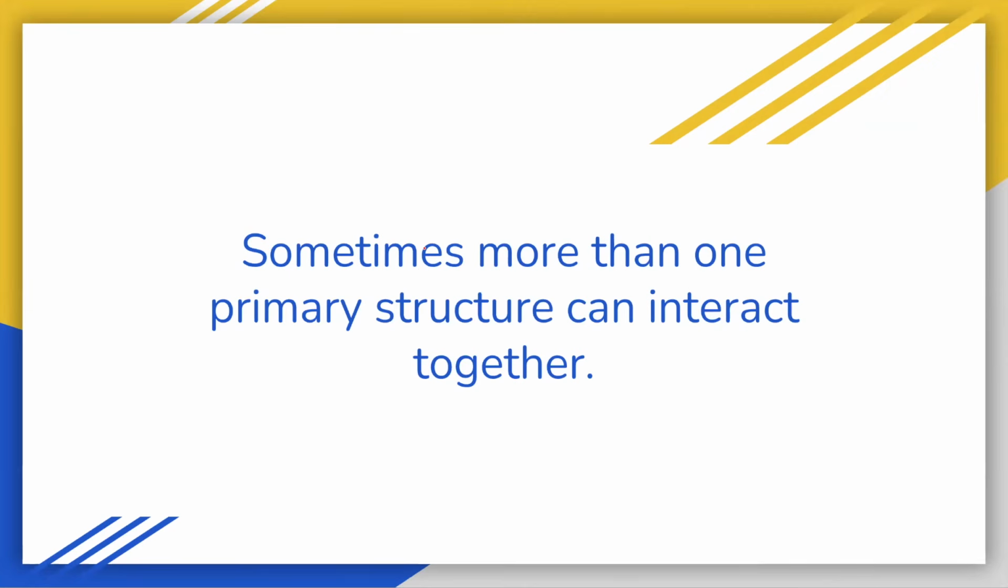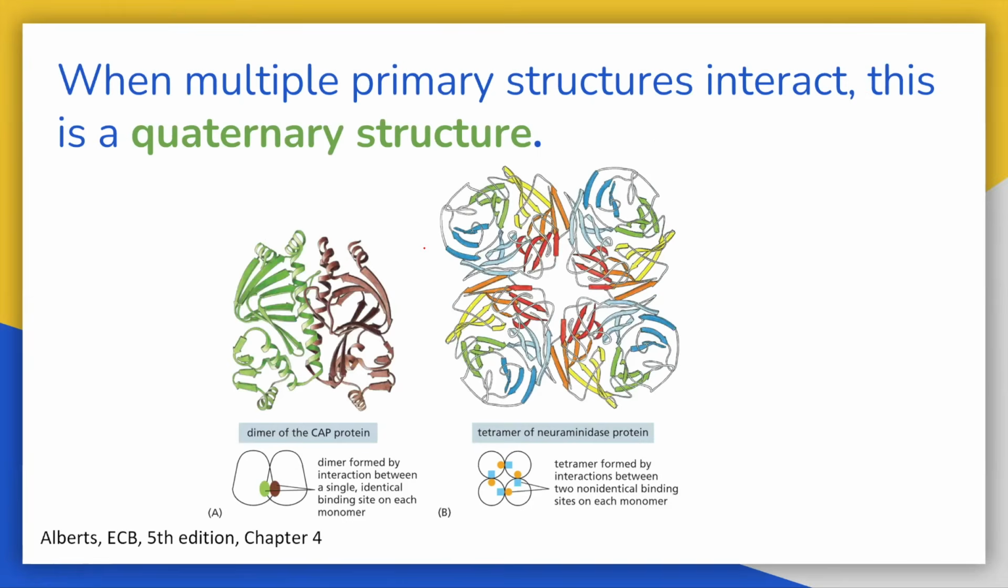So that takes us through the ways in which an individual protein can be structured. It's got its long linear chain of amino acids that folds up such that the side chains can interact in tertiary structures and the backbone atoms can interact in secondary structures. But sometimes more than one primary structure will interact together, and we call that a quaternary structure.